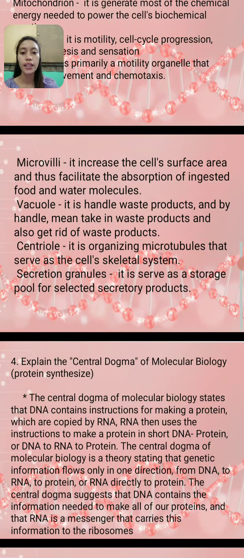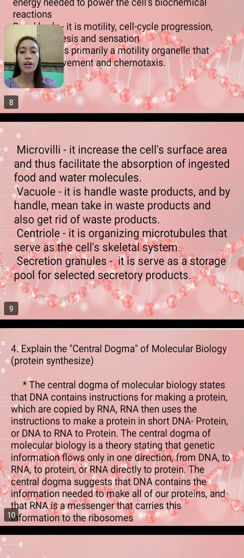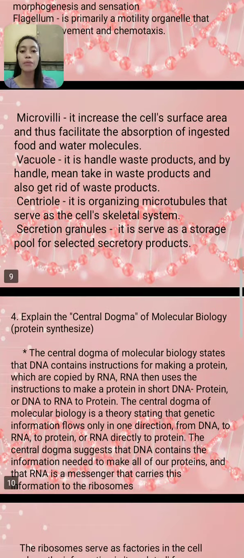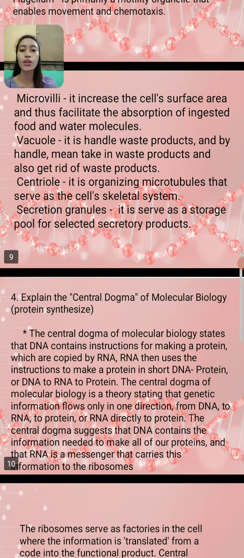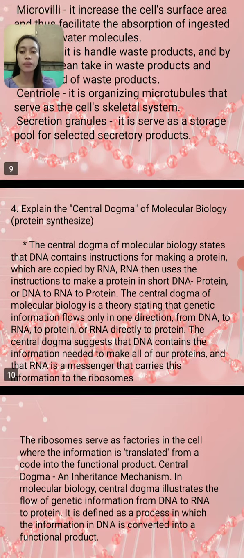Microvilli increase the cell surface area and thus facilitate the absorption of ingested food and water molecules. Vacuole handles waste products, by which I mean it takes in waste products and also gets rid of waste products. Centriole organizes microtubules that serve as the cell's skeletal system. Secretion granules serve as a storage pool for selected secretory products.